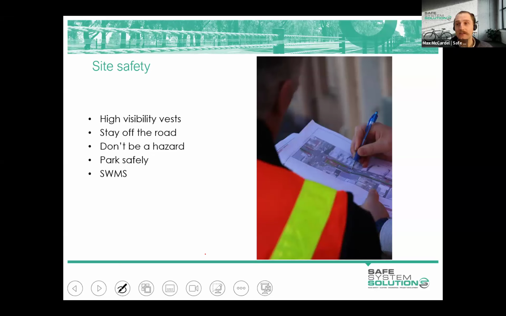If you get out there and you don't feel comfortable, you think that the site is too high risk, just let us know. Don't go out there. We don't want you to feel that unease. So that's fine. Stay off the road. Make sure you pick somewhere safe to park and to access the site and things like that.